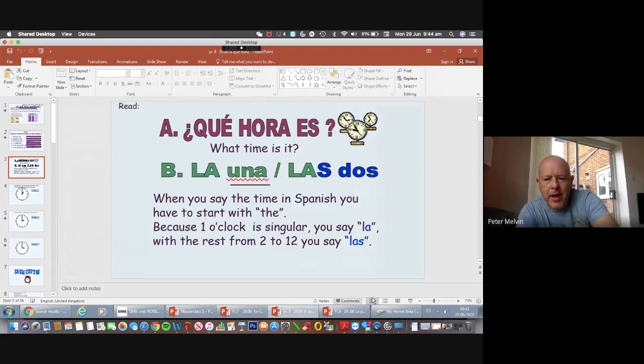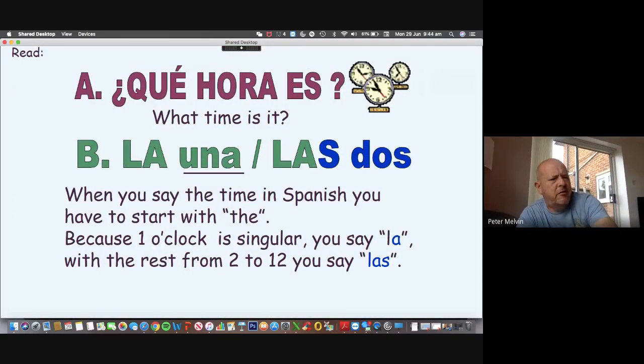But I'm going to remind you about time. You should have done this in year 7, or you may have done it recently, but I don't think so. Now, this is how you say what time is it? We're not doing that in this lesson because we're going to say at what time. Just need you to be clear on that. So, what time is it? ¿Qué hora es? Es la una, son las dos. Notice the difference there.